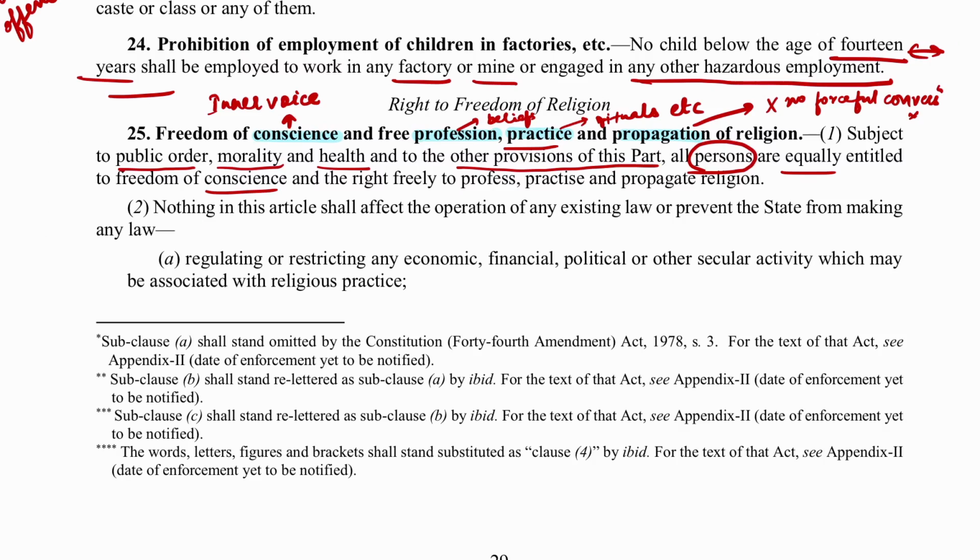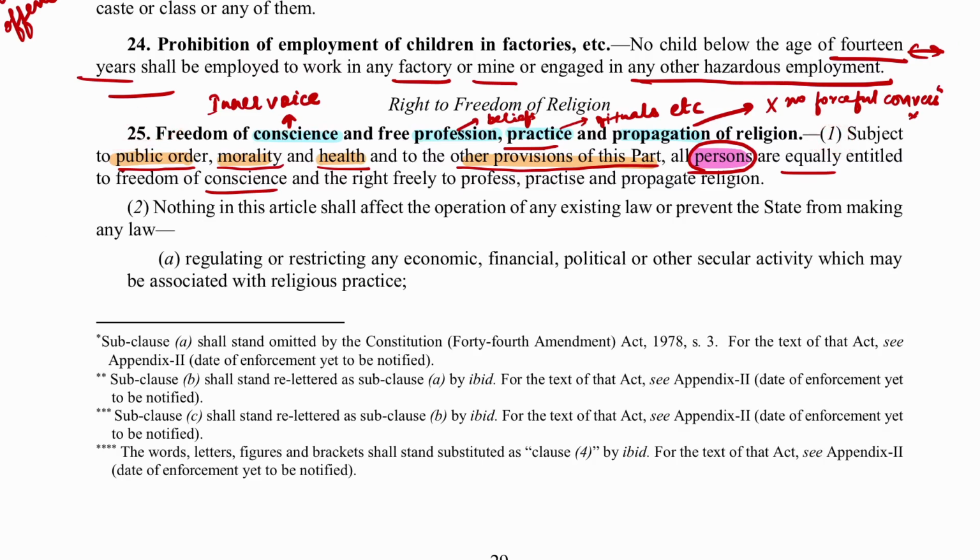So these are the 4 keywords that you have to remember. Second thing that you have to remember is that all persons are covered under this. Third thing that you have to remember is what are the conditions which are put under this. So public order, morality, health and other provisions of this part. Okay, these 3 pieces of information you have got from the first clause of Article number 25.